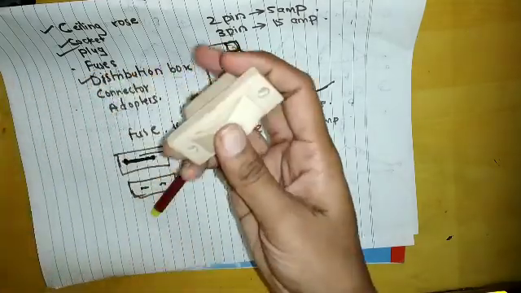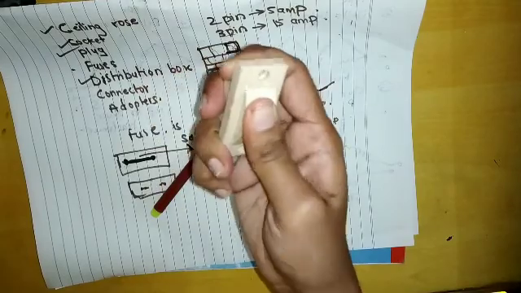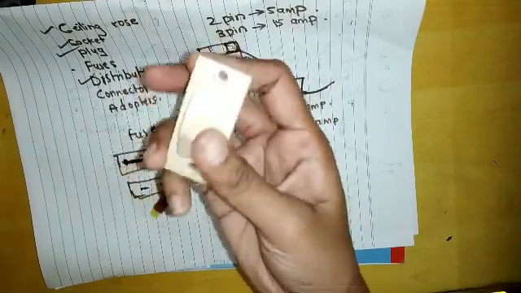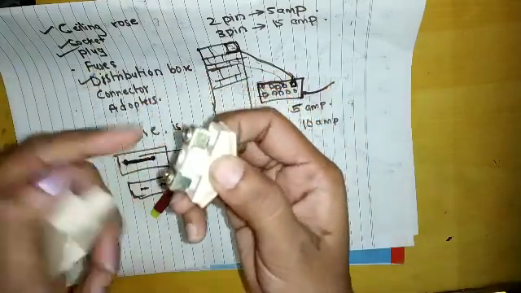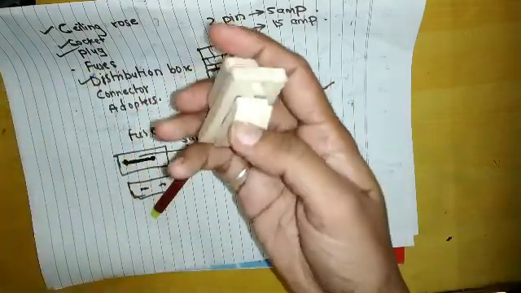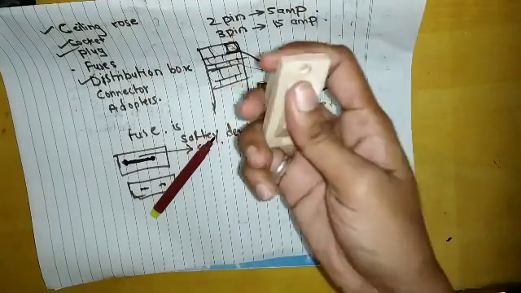Our circuit gets completed. Normally the fuse wires are of the rewirable type. That means we can open it and just rewire the wire. So normally the fuses are rewirable type.